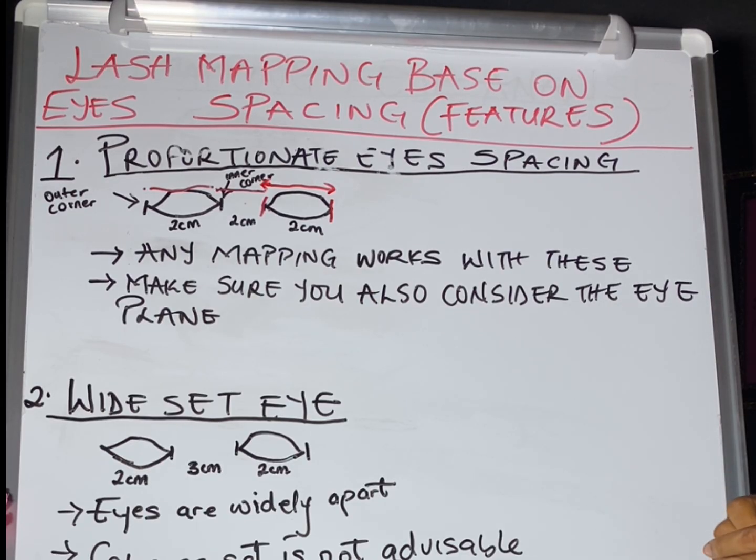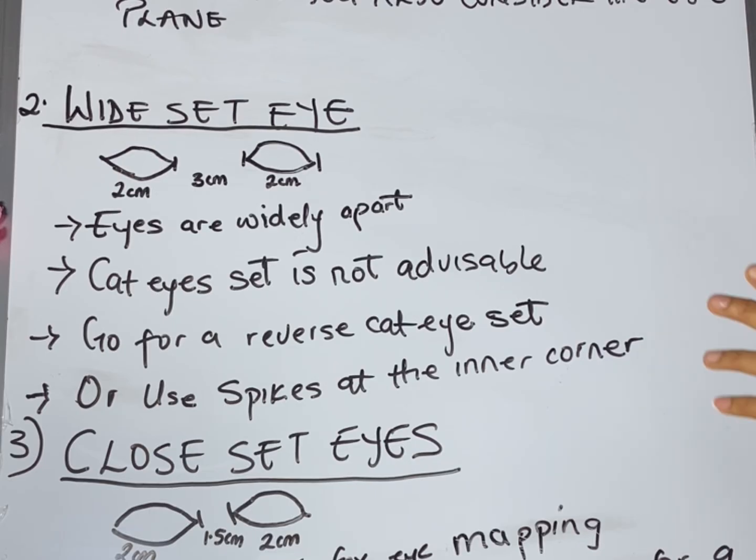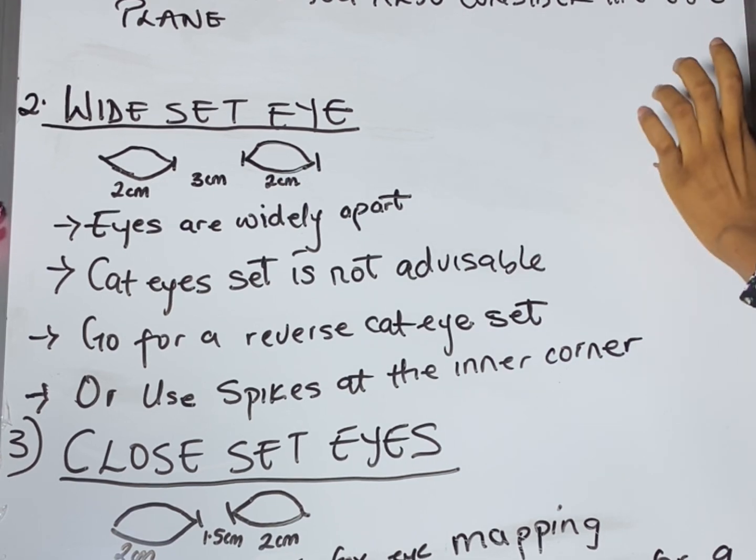mapping will work. But one factor you also need to consider is the eye plane, whether it's down turned or up turned. That's a topic for another day. Our major focus for today will be on wide set eyes.